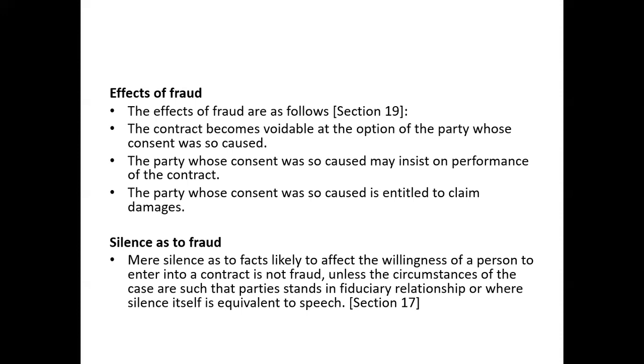The third one is that the party whose consent was so caused is entitled to claim damages if they received the goods from Mr. A, who has committed a fraud, and after coming to know that the fraud has been done by Mr. A, it is a voidable contract for Mr. B. When Mr. B chooses the option to void the contract, then that innocent party may claim damages from Mr. A. Now, the most important point: silence as to fraud.